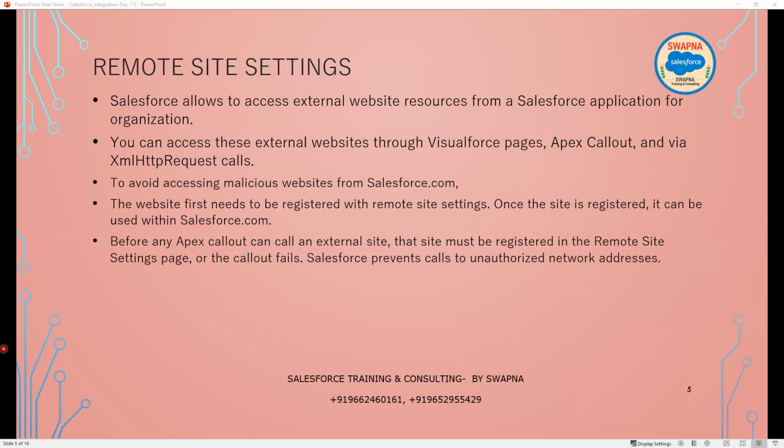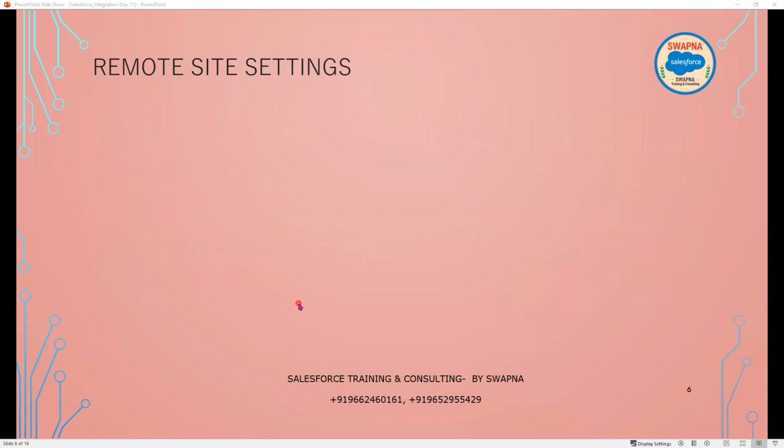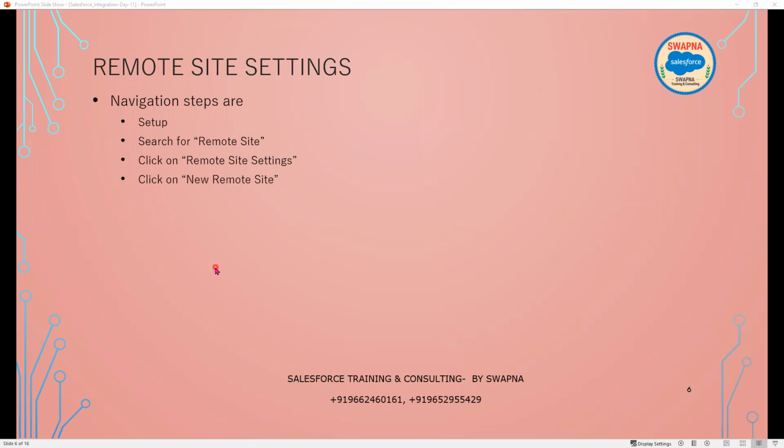Now we will see one example of how we can register. In order to go to the remote site settings, the steps are: go to Setup, search for remote site, click on Remote Site Settings, and click on New Remote Site. It will redirect you to a new page where you need to enter the remote site name and the URL. Whichever third-party URL it is, you have to mention it there.